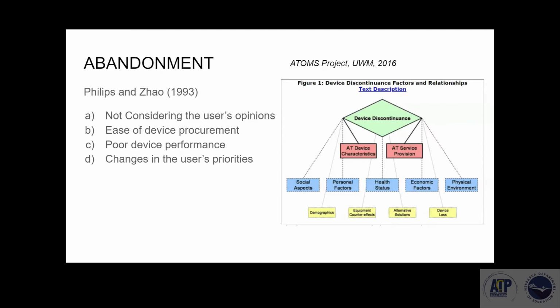We come forward 23 years. And in the Adams project, the way that they defined this is more as device discontinuance. You can see that they did divide it into the device characteristics versus service provision. And then that breaks down into the different social aspects, personal factors, health status, economic factors, the physical environment, and then even further down to demographics, the counter effects of the equipment, alternative solutions, and device loss. So it's a much larger list of factors, though they do go down towards matching over with the things that we saw all the way back in 1993.